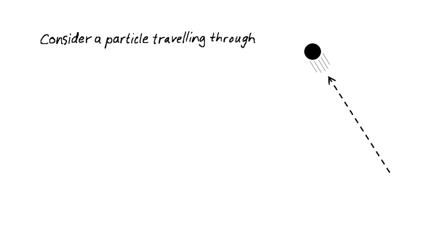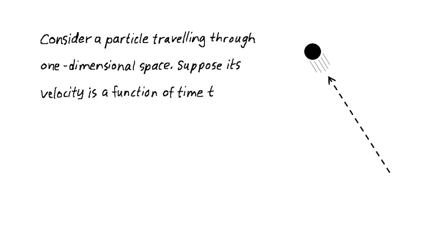The goal of this video is to outline a simple computational approach to solving initial value problems that involve first-order differential equations. I want to accomplish this goal by focusing on a problem that, in some respects, will be familiar to you. I want you to consider a particle traveling through one-dimensional space. Suppose the velocity of the particle is a function of time t and of the particle's position s.